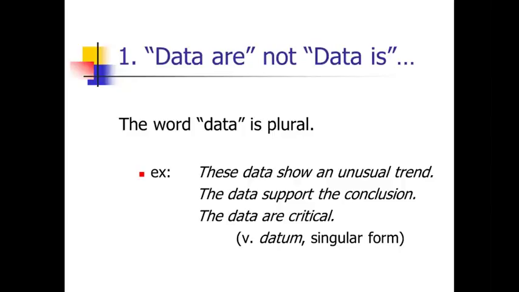But when I started writing in the sciences, I certainly thought, like everybody else, that data was a singular word, and it often gets used in the singular, but technically it's plural. So you would say these data show an unusual trend, the data support the conclusion, the data are critical. You would only use the singular form if you were talking about one data point, a datum, which we hardly ever do.